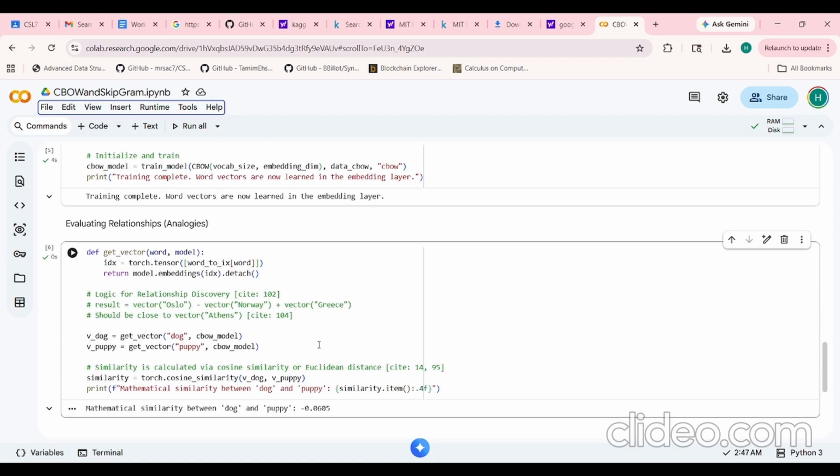Moving to the final cell is where the magic happens. Once the model is trained, we extract the weights from the embeddings layer. They are no longer just random numbers, they are coordinates in a meaningful space. By using torch cosine similarity, we are proving the model's success. If the training was successful, the distance between the vectors dog and puppy will be smaller than the distance between dog and spaceship. This allows us to perform the algebraic transformations mentioned in the paper, such as capturing syntactic relationships, strong to stronger, and semantic ones, Paris to France.